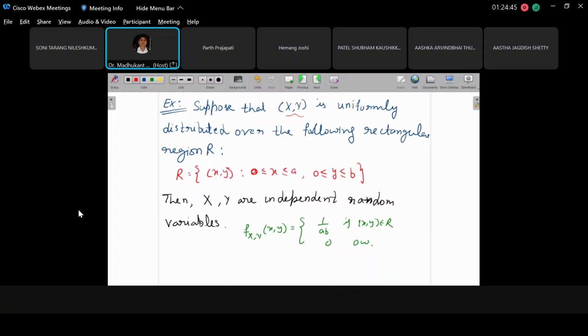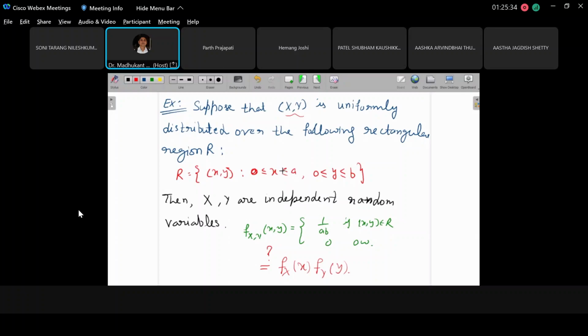So how would you verify that these are independent random variables? If their joint PDF can be written as f of x into f of y, can I do this? Yes, in this case it is very straightforward, because 1 upon a into 1 upon b. Obviously we are talking about a and b being non-zero. We are not talking about a point, we are talking about a rectangle. So a and b are non-zero, and we get 1 upon a into 1 upon b.